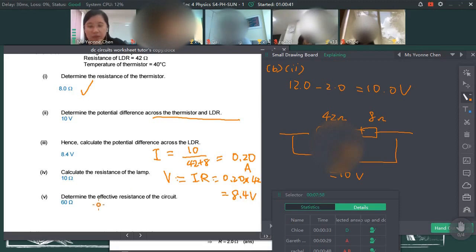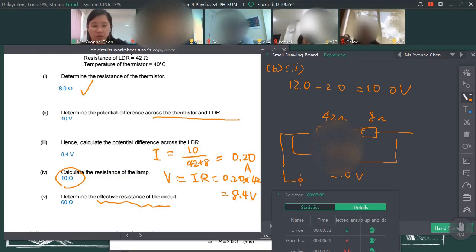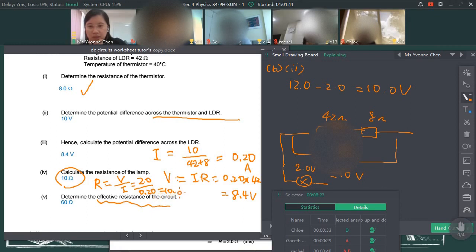Then what about the total effective resistance? Sorry, this part. Then what about this 10? How do we find that? The circuit shows you that the voltage across the lamp is 2.0 volts, right? So the resistance of it equals V divided by I, which is 2.0 divided by 0.20, which is 10 ohm. So the effective resistance equals 50 plus 10, which is 60 ohm.